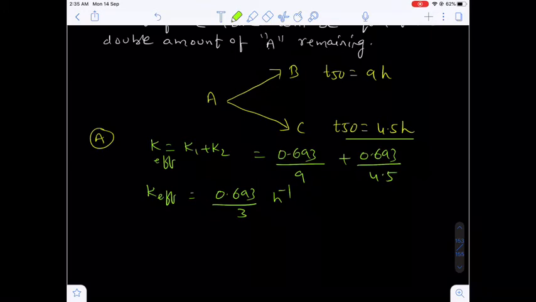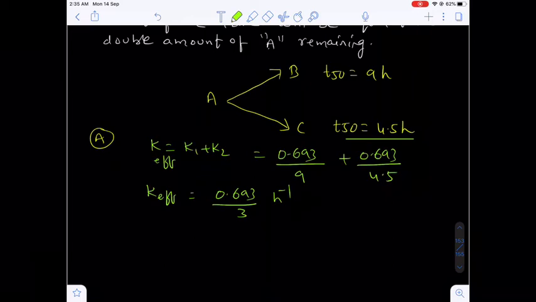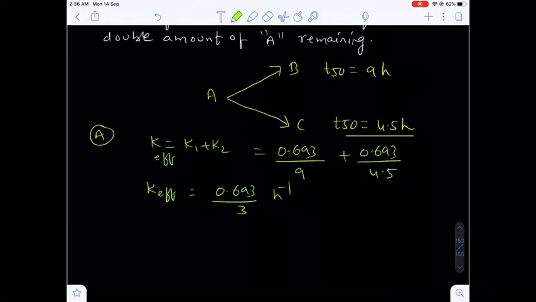Once again I am repeating. From A to C, the half-life period is 4.5 hours, whereas from A to B, the half-life period is 9 hours. That means from A to C you get double the concentration as compared to A to B, because A to B takes 9 hours, but A to C takes 4.5 hours. In 9 hours there are two times 4.5, so the concentration becomes double as compared to the A to B path. Are you getting my point?